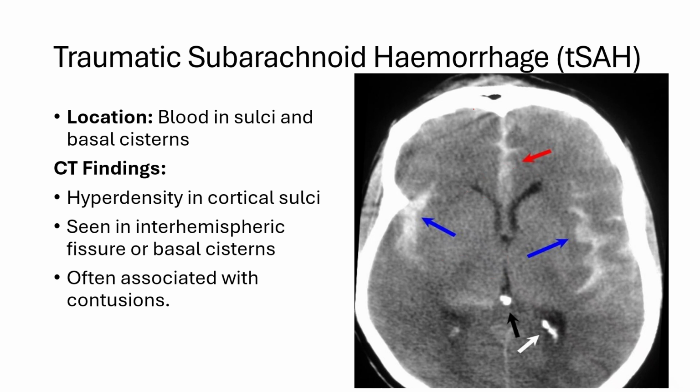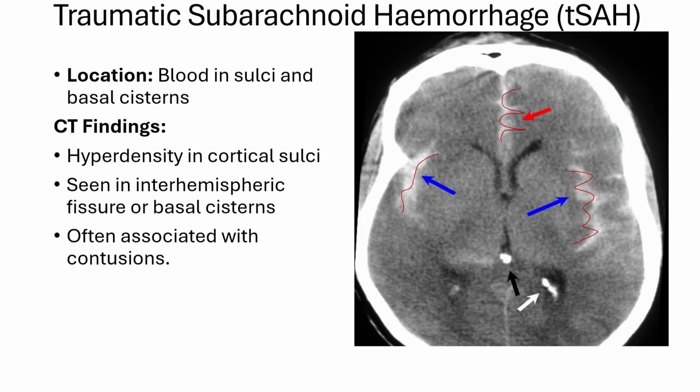As we can see here, these are the hyperdense collections within the sylvian fissure. This is the interhemispheric collection. There is a collection within the sulci, and it's often associated with contusion if it is traumatic, and if it is not traumatic, then it could be associated with other pathology like AVM or aneurysm rupture. So this is the collection in sulci and the basal cistern.